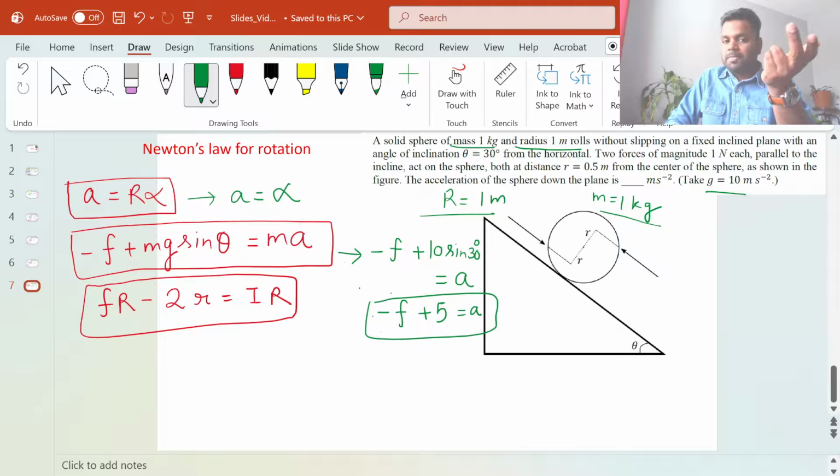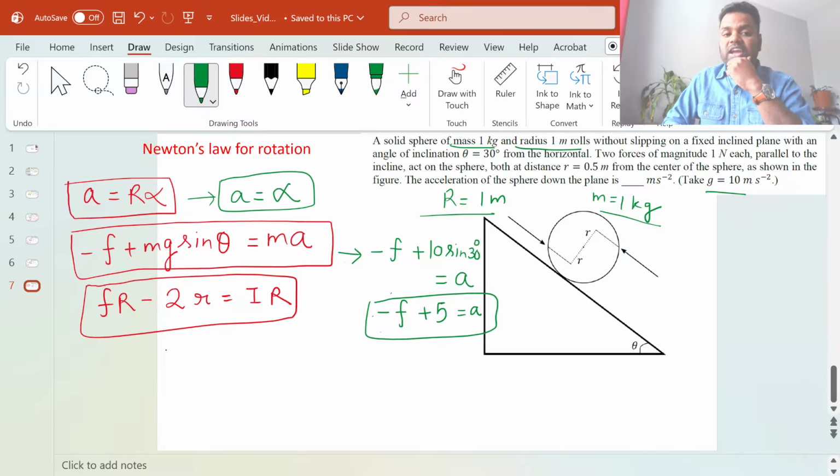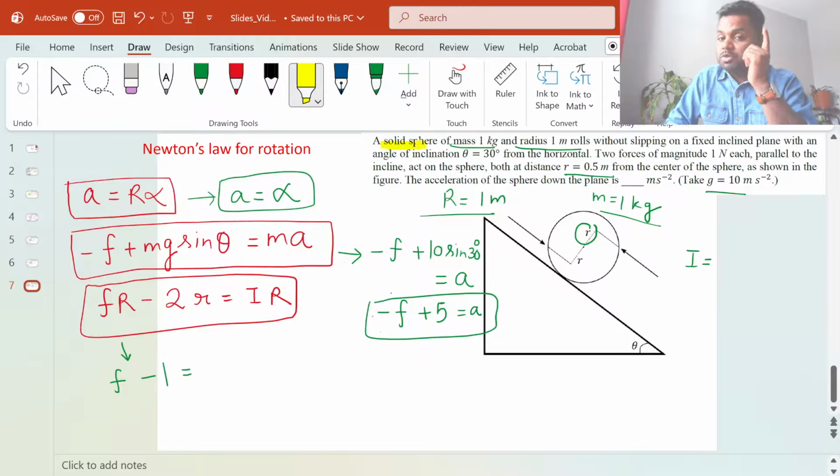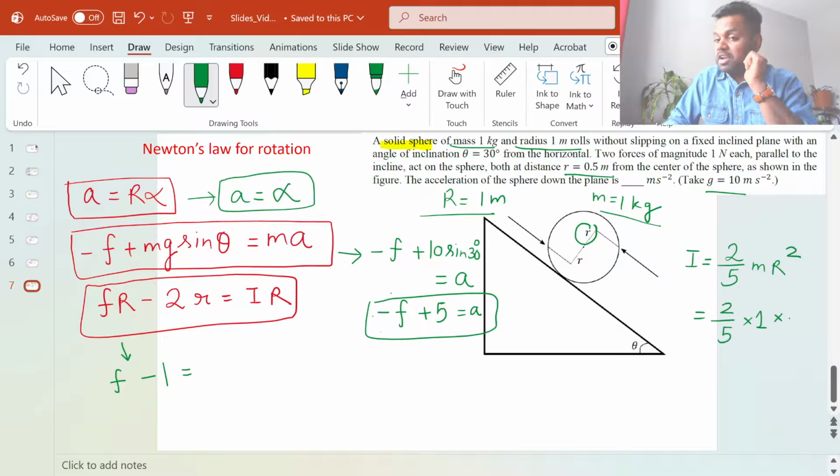So see, simplified, A equal to alpha. And then from here you have F. What is R? R is 1 meter, and what is lowercase r? This lowercase r is 0.5, so 2r will be 1, so F minus 1 equal to, now we're going to write I. So I will write here I for a sphere, and you have to remember it is a solid sphere, so I will be 2 by 5 mr square, and m is 1 and radius is 1 square, so it is 2 by 5, right? So you have 2 by 5, and what is r?